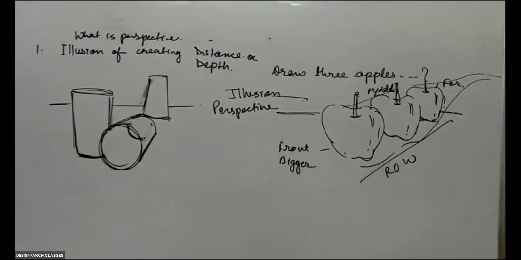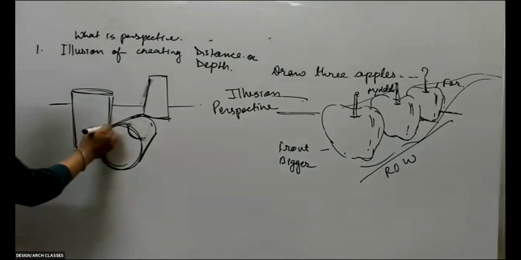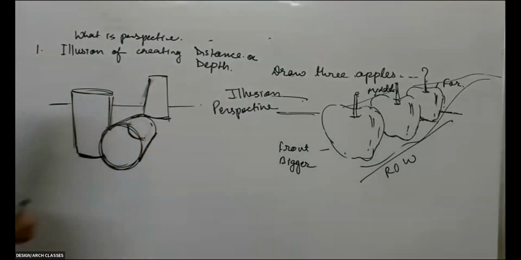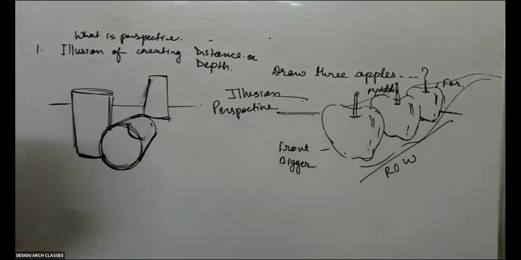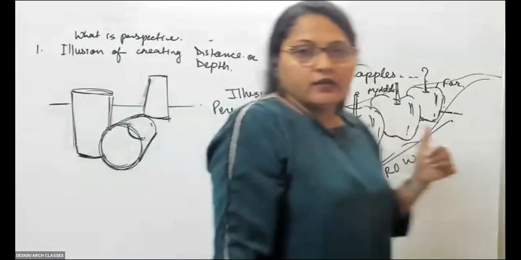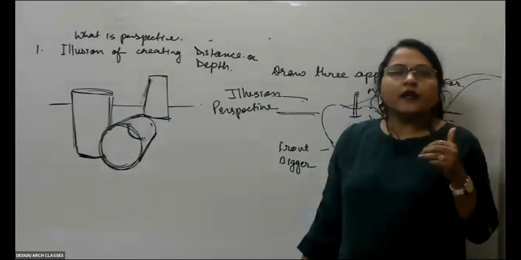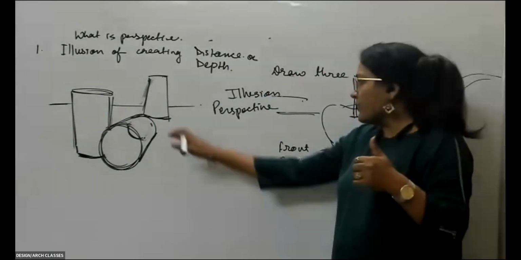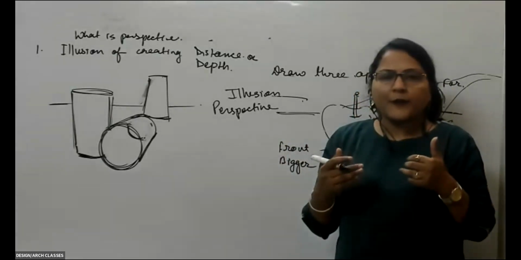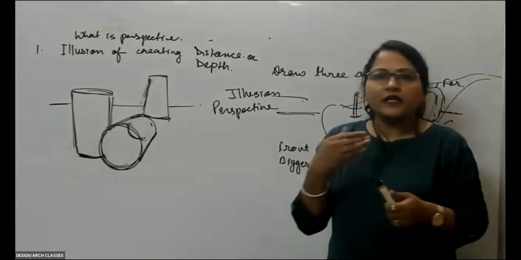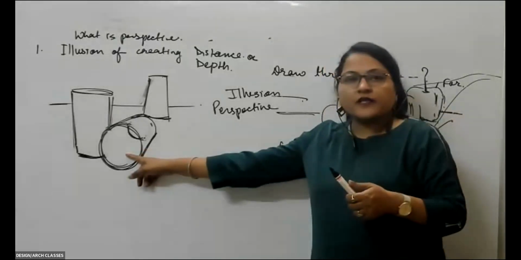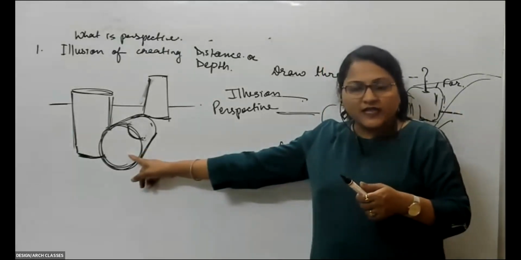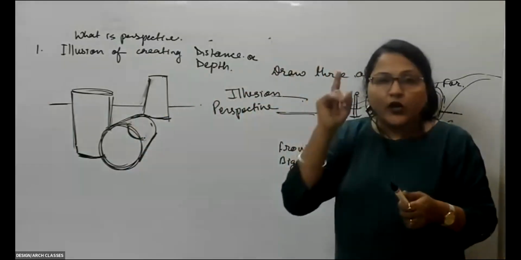क्या पता चल रहा है यहाँ? What can you figure out? How many glasses are there? 3. 3 glasses are there. And out of these 3 glasses, which is the nearest one to you? कौन सा सबसे पास है? Yes, the one which is horizontally lying on the floor. So this is the nearest one.